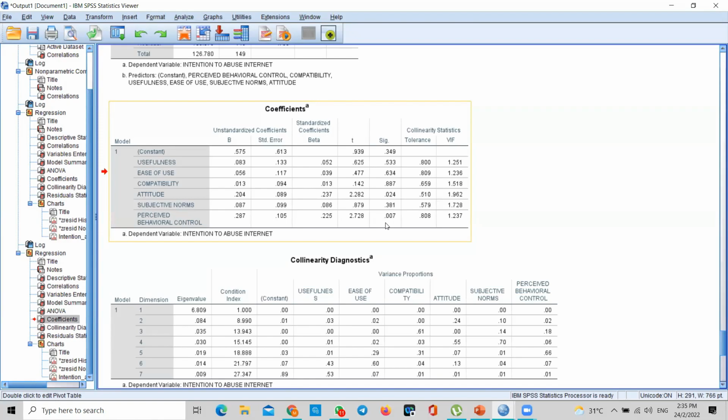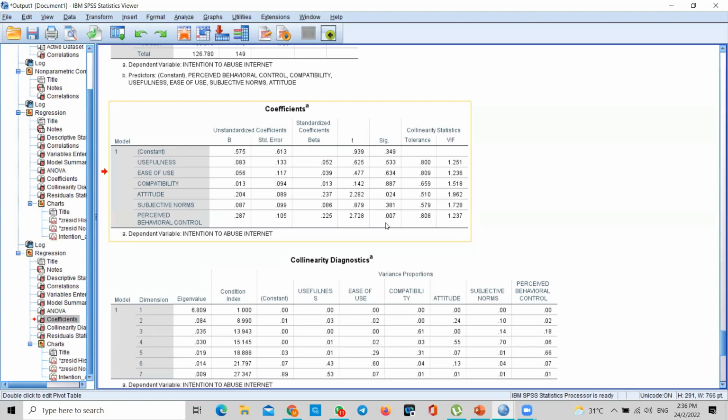So this is not 5%, because this is below 1%. So we'll conclude that perceived behavioral control is found to have a significant positive effect on internet abuse at the 1% significance level, or 99% confidence level, which is the same meaning. Likewise, a 5% significance level and a 95% confidence level have the same meaning.